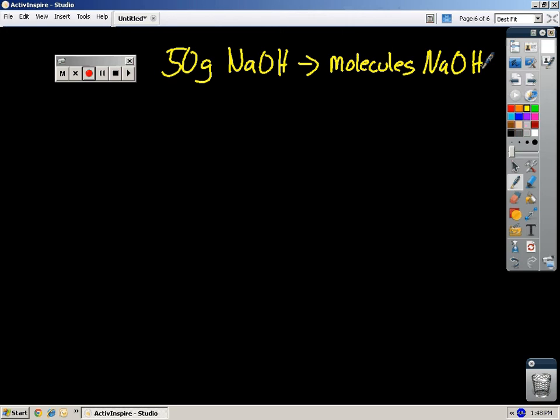What's the first thing that we've been doing almost every single time so far? The molar mass. Yeah. We have to find the molar mass of NaOH. This is going to be another example that we're going to do within this problem.